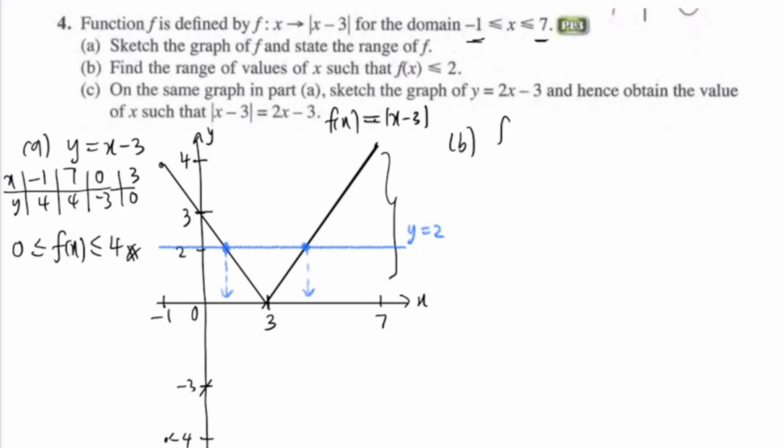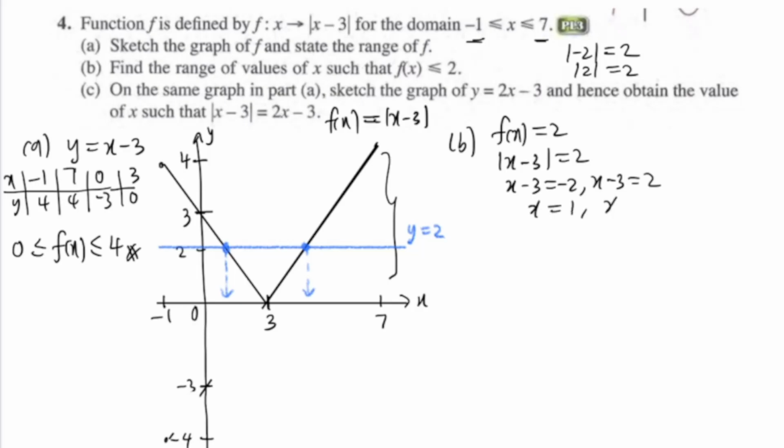So we'll start by letting f(x) be 2, so modulus x minus 3 is now 2. Now remember, when you take the modulus of a number, you're finding the positive value. So if I modulus negative 2, you will get positive 2. We're finding the magnitude. The magnitude of minus 2 is just 2. If you modulus 2, you still get 2. So when you modulus x minus 3, that x minus 3 has two possibilities. It's either negative 2 or positive 2. As you bring this over, x is now 1 or 5.